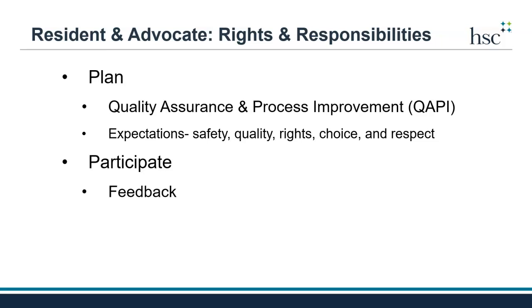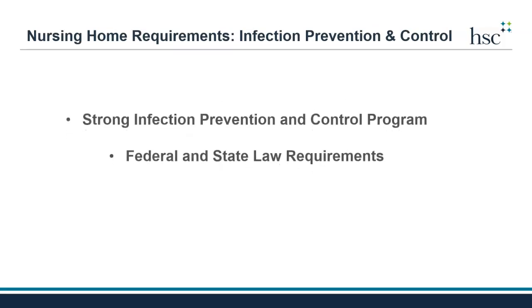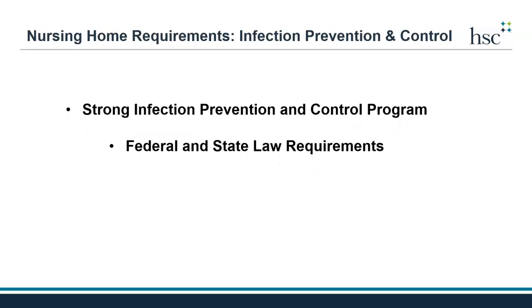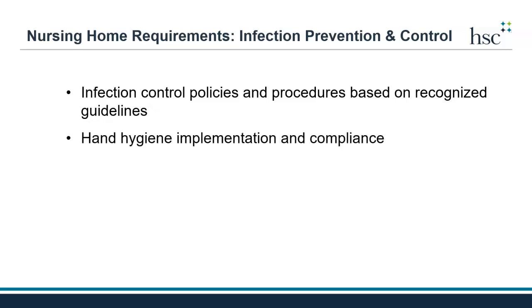In addition, residents have the right to receive education on any medical errors and adverse events related to infections, such as what to look for and how to prevent them. Quality care can only be achieved when nursing homes have a strong program in place to prevent and control infections. Federal and state laws require nursing homes to have current infection control policies and procedures, including hand hygiene procedures to be followed by staff who provide care to residents.